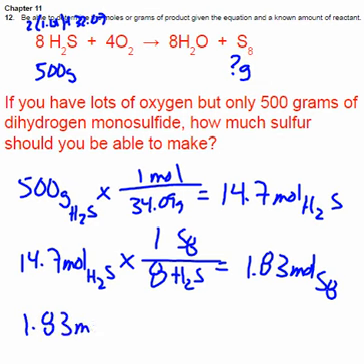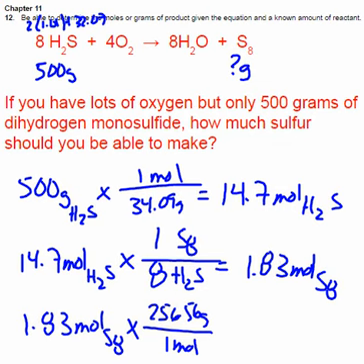And now I want to switch it back to grams because that's what we can actually measure. And sulfur, S8, that's big. 8 times 32.07. 1 mole of S8 weighs 256.56 grams. So times 1.83 says 469.5 grams of sulfur.